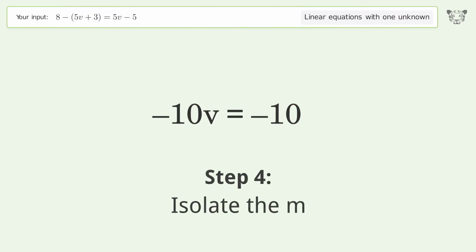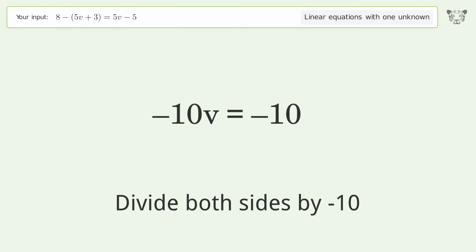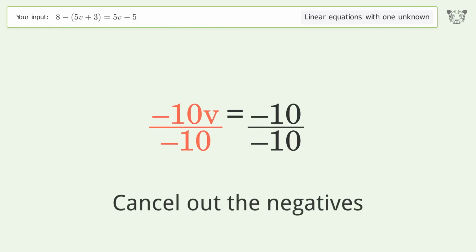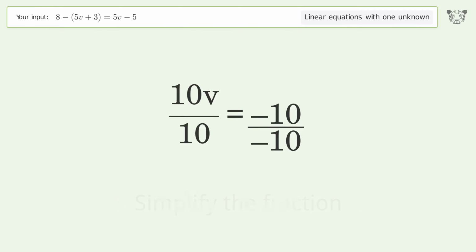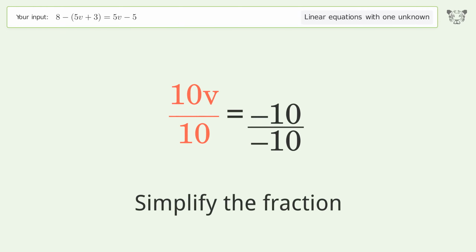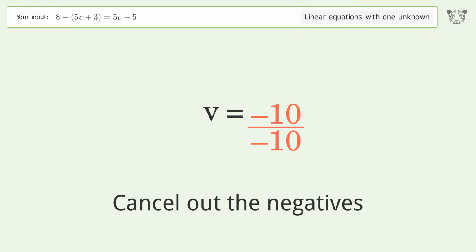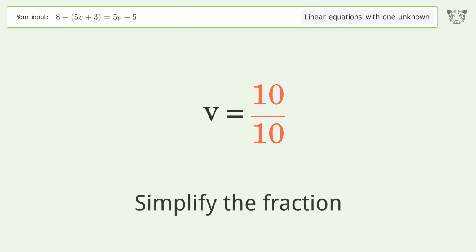Isolate the v. Divide both sides by -10. Cancel out the negatives. Simplify the fraction. Cancel out the negatives. Simplify the fraction.